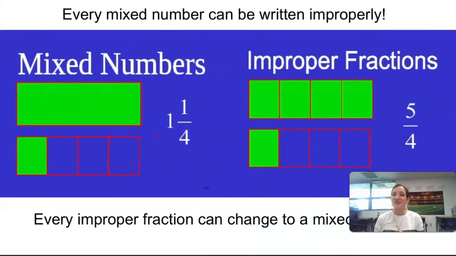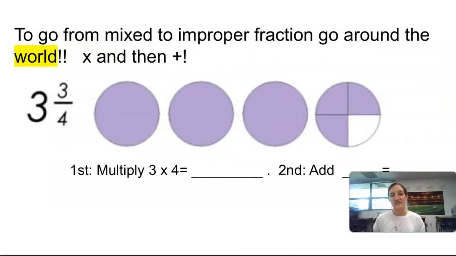All right, so here's what I want you to know today. Every mixed number can be rewritten as an improper fraction. Here we have the exact same amount of green. One is just written as 1 1/4, and one is written as 5/4. So that's what I want you to know today, that mixed numbers can turn into improper fractions, and improper fractions can turn into mixed numbers. And that's what we're going to work on today.